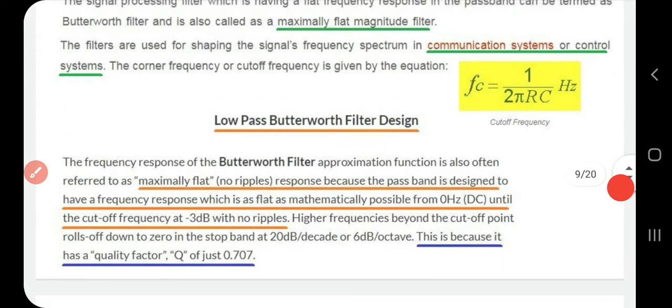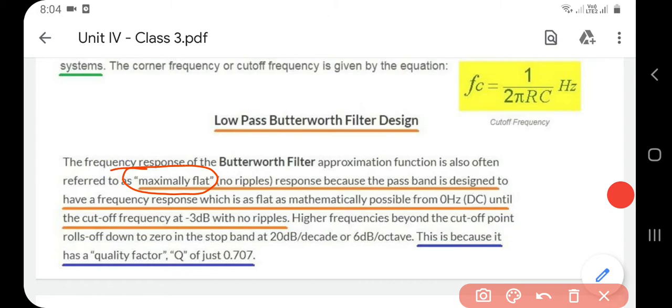Now let us see about the design of low pass Butterworth filter. The frequency response of Butterworth filter approximation function is often referred to as maximally flat. This term is very important in case of Butterworth filter. That is, there are no ripples, it is flat.